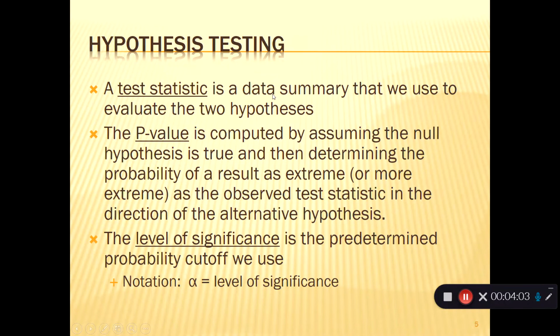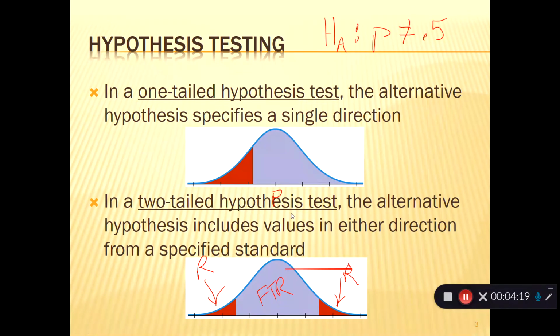So the test statistic is a data summary that we use to evaluate the two hypotheses. For the case of proportions, we're going to be using a z-value. And then the p-value is the probability of getting our test result or more extreme. So for example, if I end up with a sample over here, I'm looking at all the values of getting a sample bigger than that value or less than, if it's two-tailed, or just one direction if it's one-tailed. But it would include any sample that would be weirder than the one that we got in our sample.